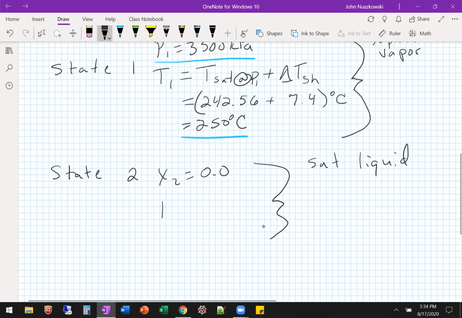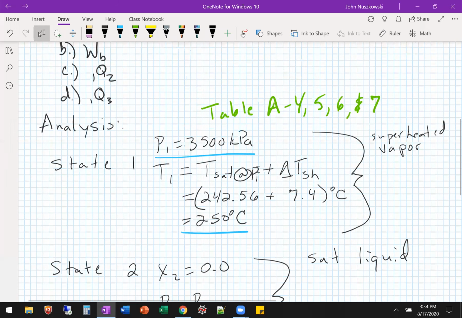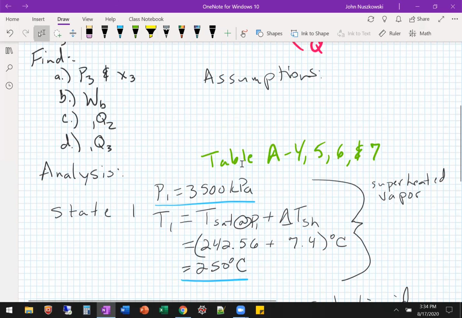Professor, with the information we have so far, can't we just use this to figure out what the boundary work is right off the bat? Because this is, I'm assuming, just going to be a constant pressure process. Yeah, and we could do that. We'll get to part B. We'll do part A, and then we'll get to part B.